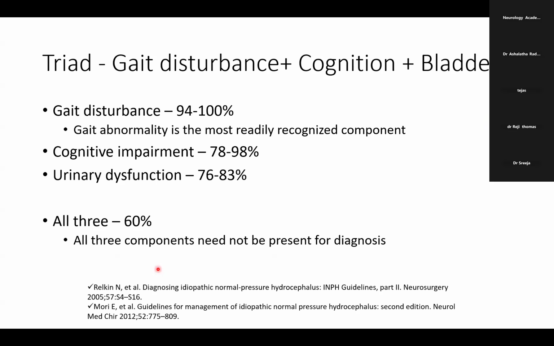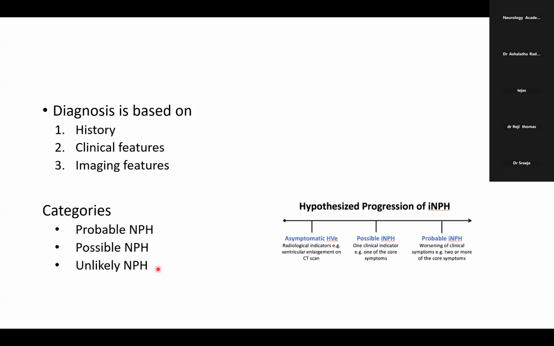Coming to the frequency of the symptoms, the gait disturbance is the most readily recognized component. Up to 95 to 100% of the patients have it, and it is the first to appear, as previously discussed. Cognitive impairment occurs in up to 78 to 98%, and urinary dysfunction in up to 76 to 83%. All three components need not be present for the diagnosis of NPH, and it has been seen that up to 60% of the patients do exhibit all three components together.